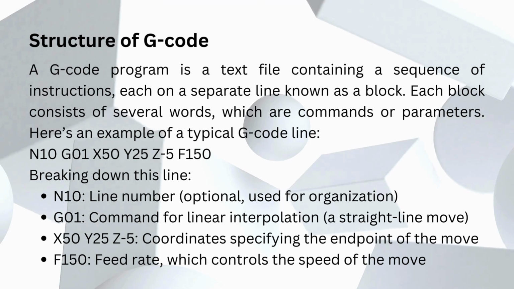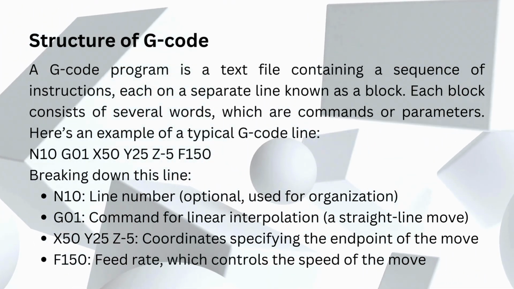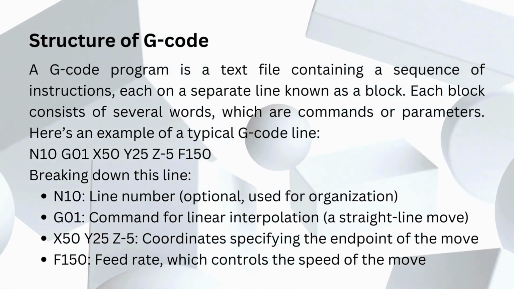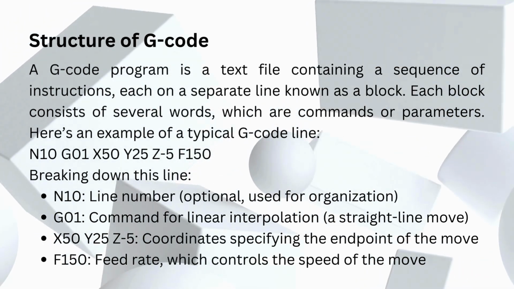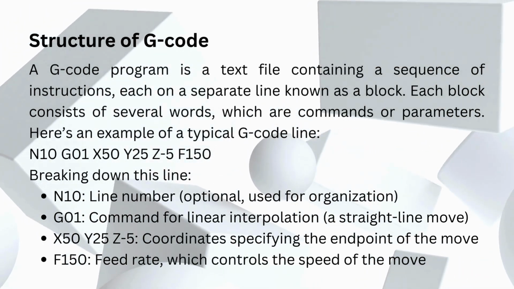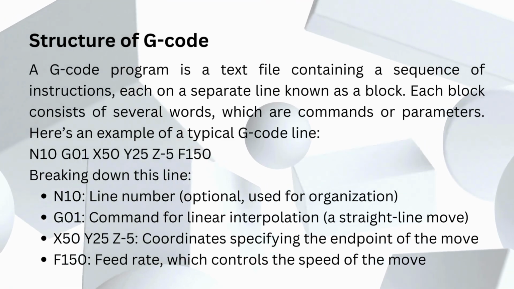Structure of G-code. A G-code program is a text file containing a sequence of instructions, each on a separate line known as a block. Each block consists of several words, which are commands or parameters. Here's an example of a typical G-code line.